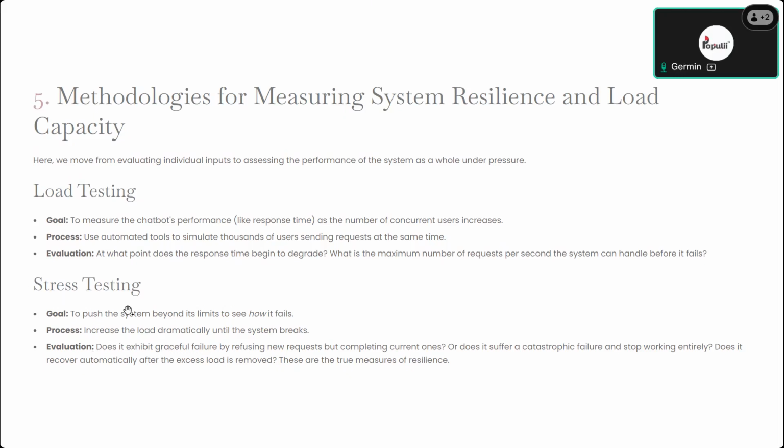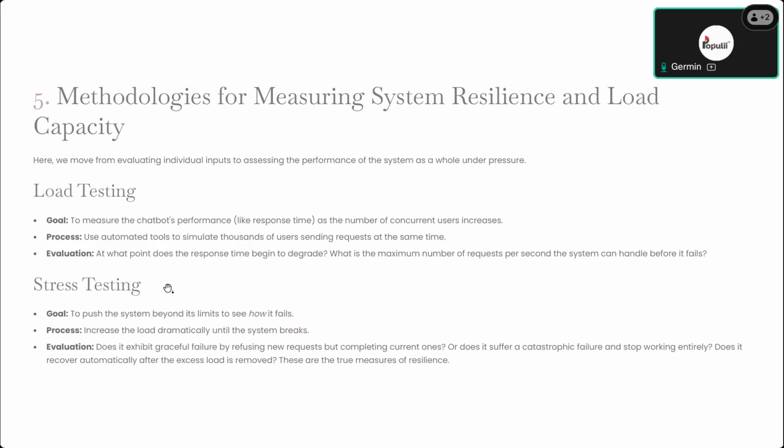But stress testing takes things even further. The goal here is to push the system beyond its limits, not just to see if it fails, but how it fails. In the process of stress testing, we keep increasing the load, more users, more requests, until the system can't keep up anymore and breaks. This might sound harsh, but it's actually one of the best ways to understand how strong your system really is.